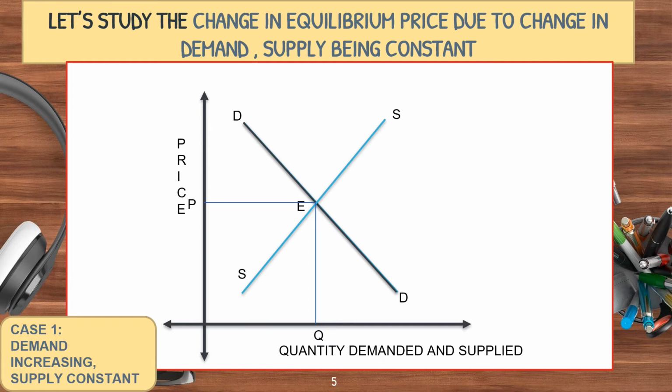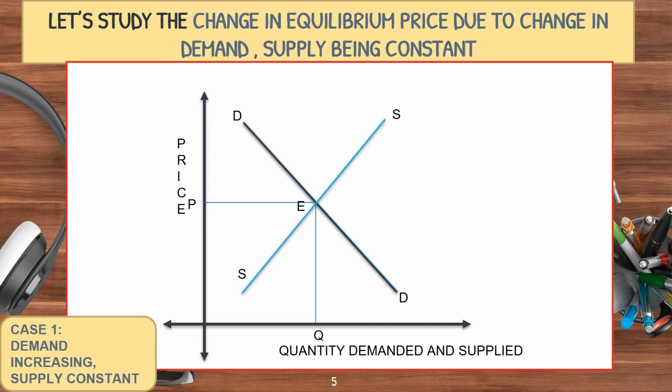Let's take the first case scenario. Consider that demand increases, perhaps due to the factors that we just revised: change in tastes and preferences in favor of this good, rise in income, expectations that the price is going to rise even further in the future, and if the price of the related good has increased, and so on. Let's see what happens when demand increases.